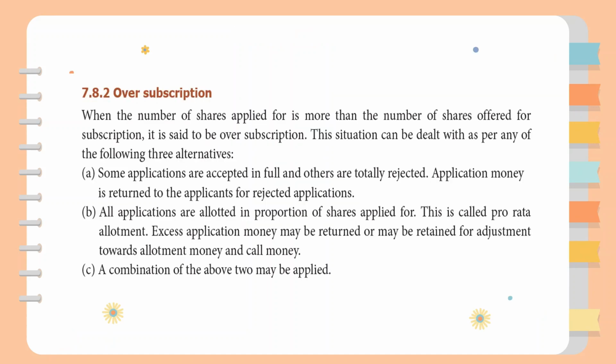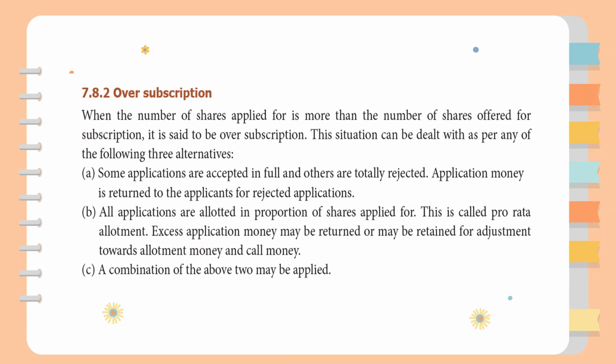Now the oversubscription. See, what is oversubscription? When the shares applied are more than the shares issued, then in that case it is known as oversubscription. This can be done in 3 ways. First one, they reject the excess application. Totally they will reject.